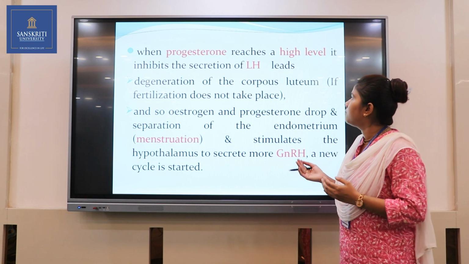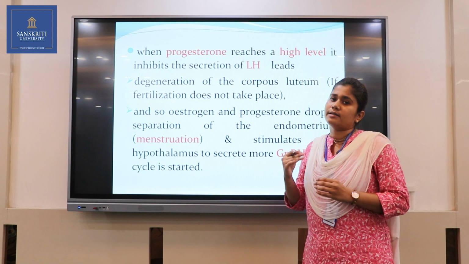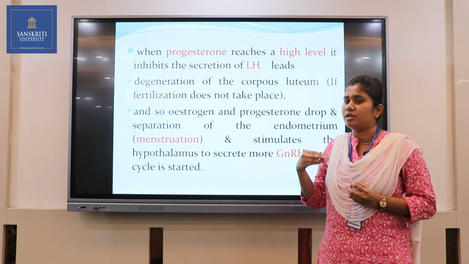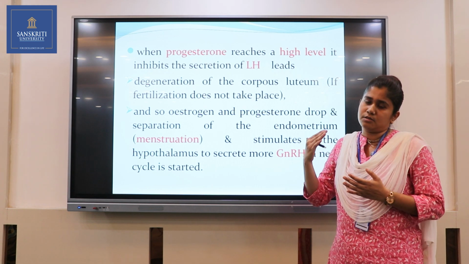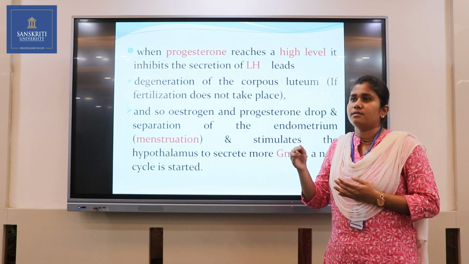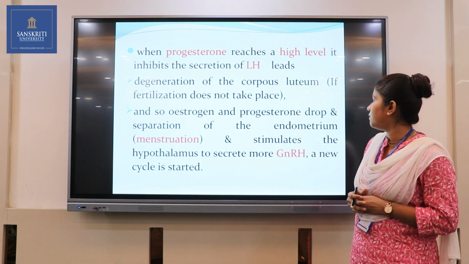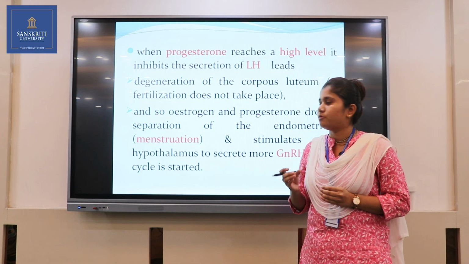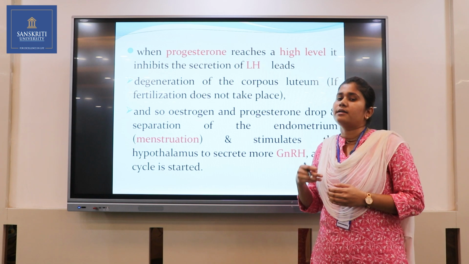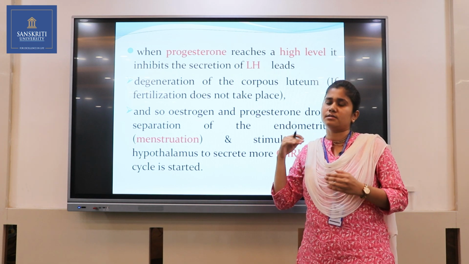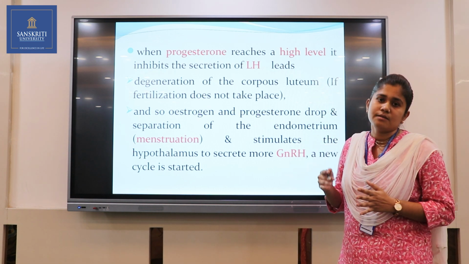Then, degeneration of the corpus luteum. If fertilization does not occur, and conception does not occur, at that time the degeneration of the corpus luteum starts. Then the estrogen and progesterone levels drop after 28 days in the luteal phase. Okay, so the progesterone and estrogen hormones drop, and separation of the endometrium, called menstruation, occurs, and this stimulates the hypothalamus to secrete more GnRH, and this hormone stimulates the anterior pituitary gland for the beginning of the next cycle.